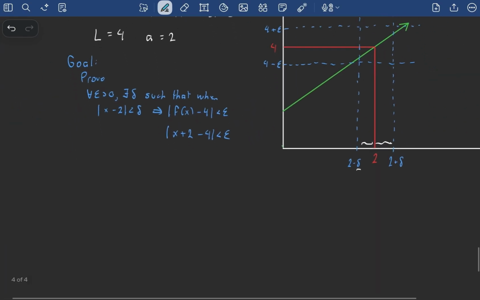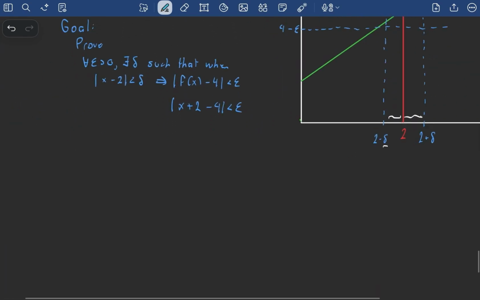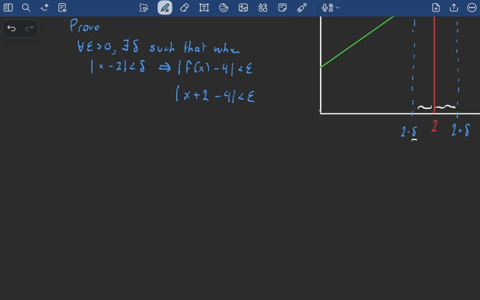So as with most proofs, we're going to start by assuming our givens. So we're given epsilon greater than 0. And we need to prove that there exists a delta, so we're going to let delta equal something. But for now, we're going to leave it blank. We don't quite know what we want to let delta equal yet until we do some of our work.